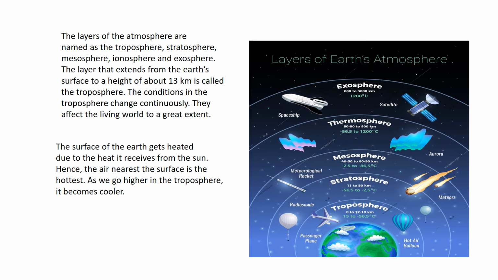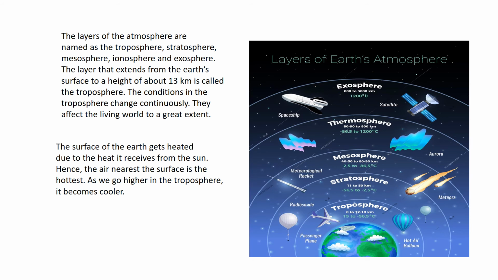The layer that extends from the Earth's surface to a height of about 13 km is called the troposphere. The conditions in the troposphere change continuously. They affect the living world to a great extent.